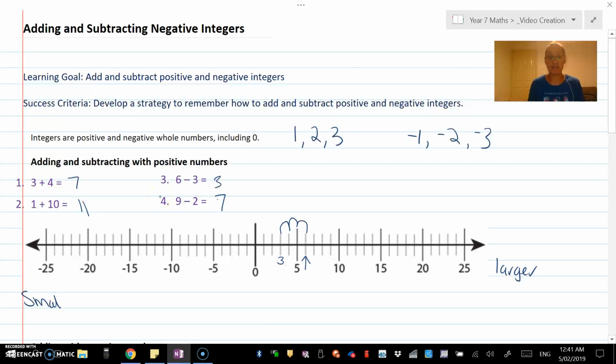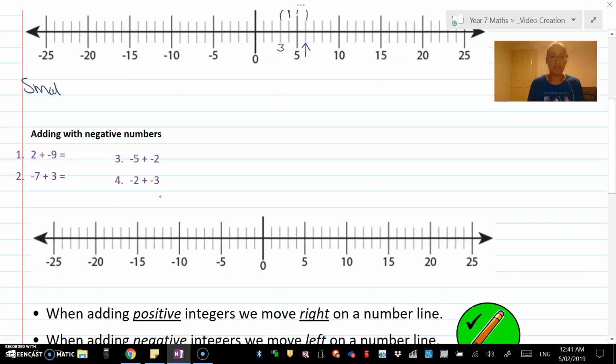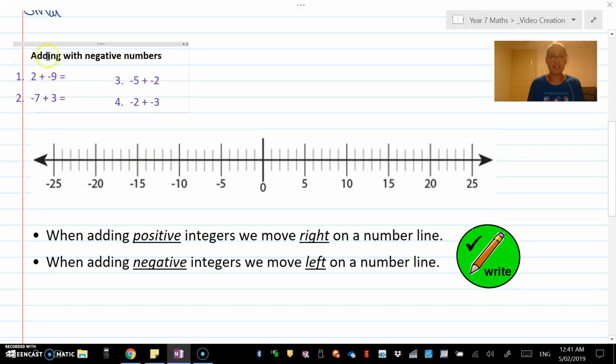So let's have a look at that. So when we're adding negative numbers, you need to keep in mind, now I'm going to show you how it works on a number line, and then you might come up with a strategy or a way to remember. We'll also do this in person because that's how I like to do it with the students, normally all together, on a big number line.